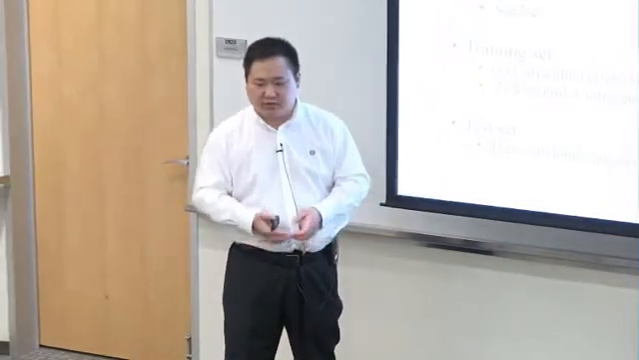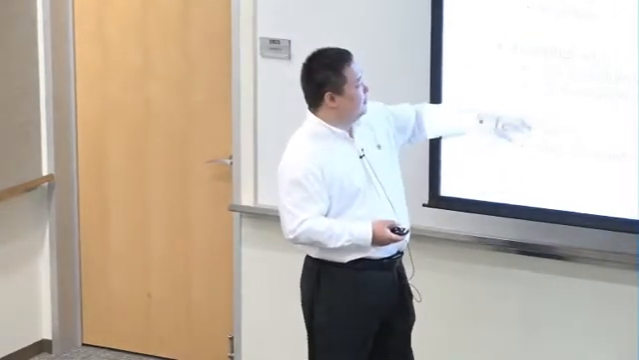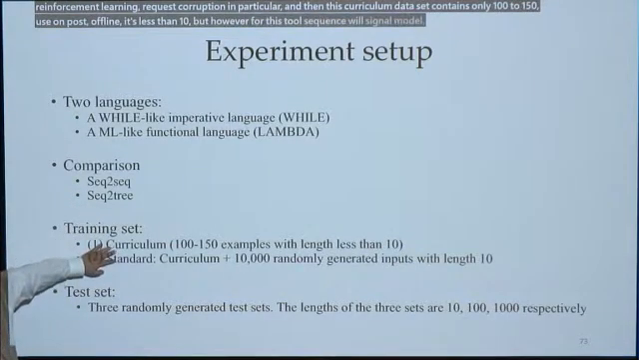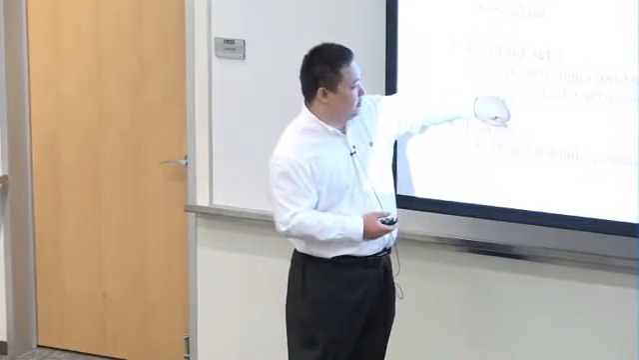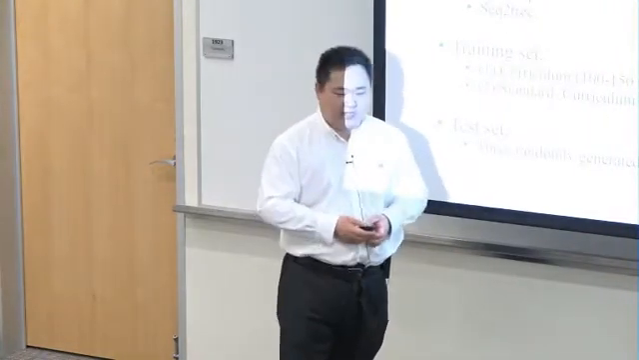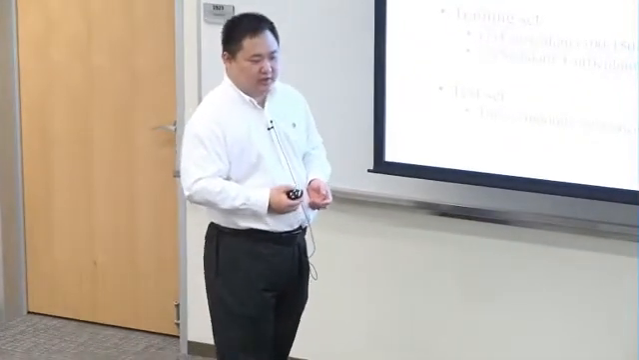Then we build 2 training sets. One is the curriculum learning set, because reinforcement learning requires a training curriculum. This curriculum data set contains only 100 to 150 examples of length less than 10. However, these two sequence-to-sequence models cannot be trained on such a small data set. So we enhance the curriculum set into the so-called standard training set by randomly generating 10,000 different inputs of length 10. For the test set, we randomly generate 3 different test sets of length 10, 100, and 1,000. So for the test set containing examples of length 1,000, the length is 100 times longer than the training samples.